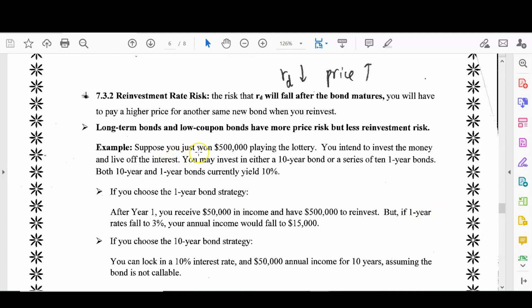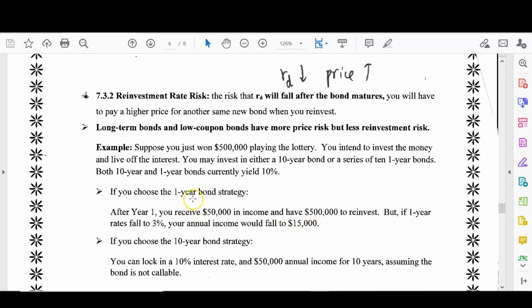Example, suppose you just won 500,000. You intend to invest the money and live off the interest. You may invest in either a 10-year bond or a series of 10 1-year bonds. Both of them currently yield 10%. If you choose the 1-year bond strategy, after a year you receive 50,000 in income and have 500,000 to reinvest. But if 1-year rates fall to 3%, your annual income would fall to 15,000.